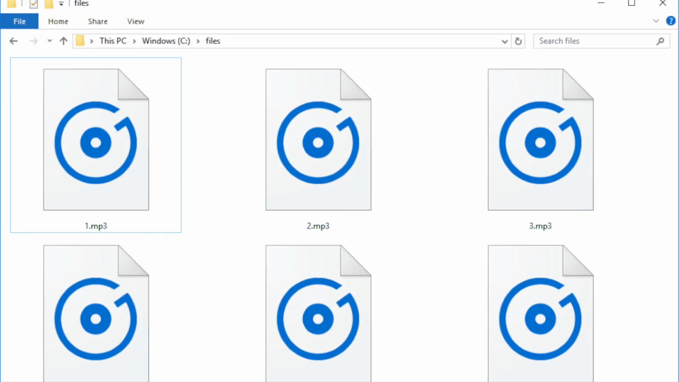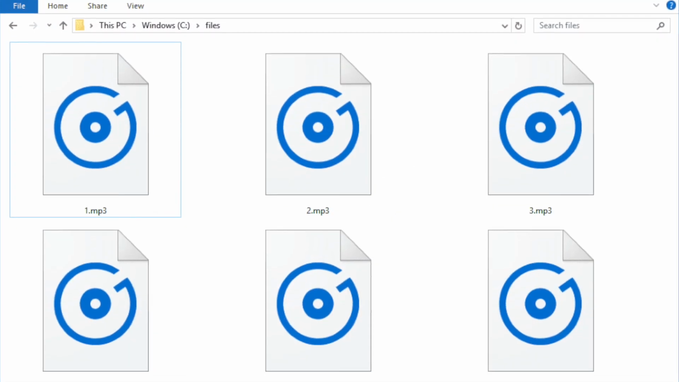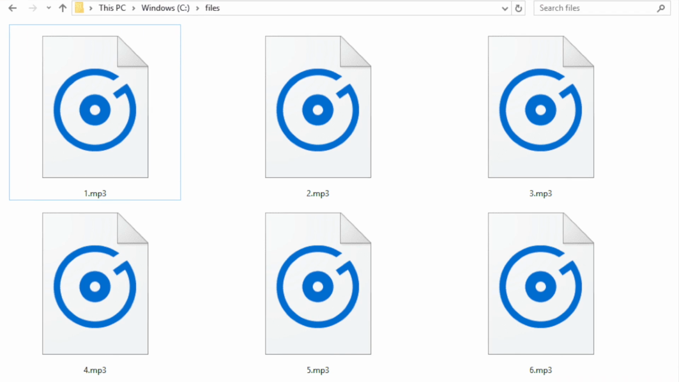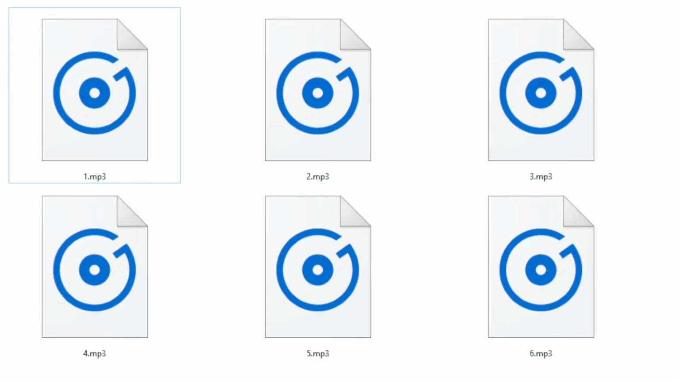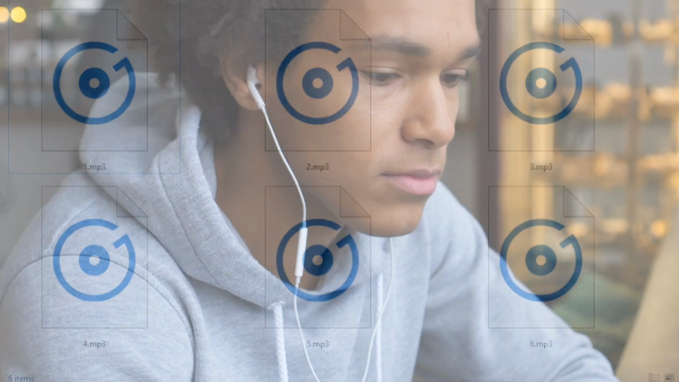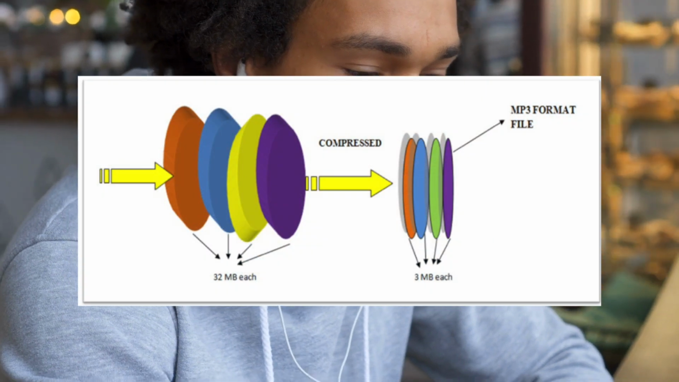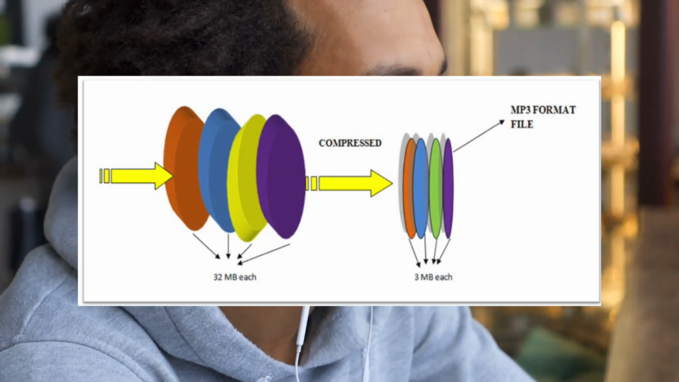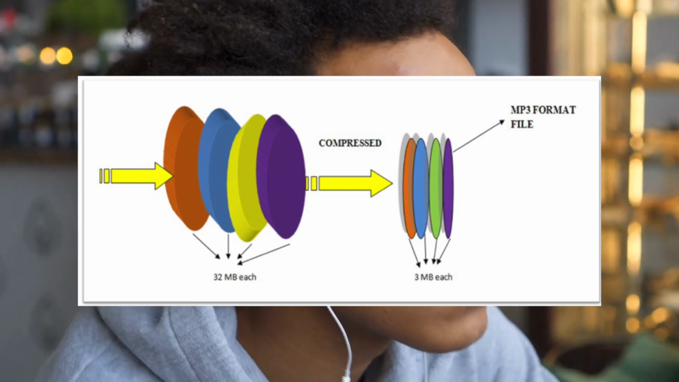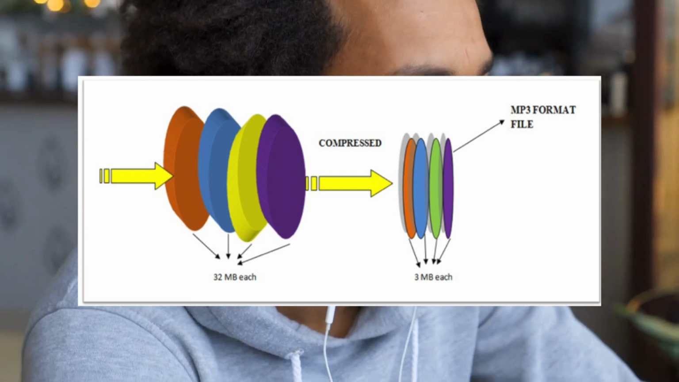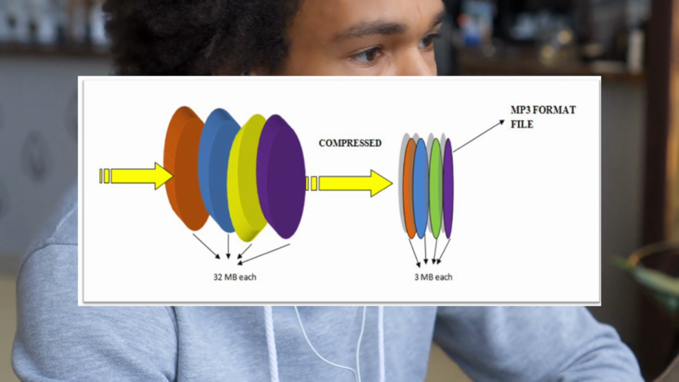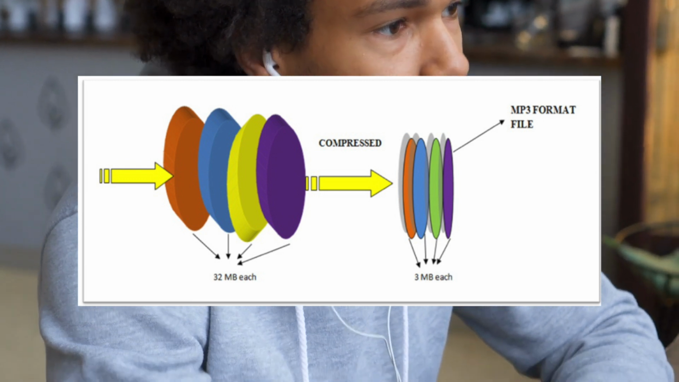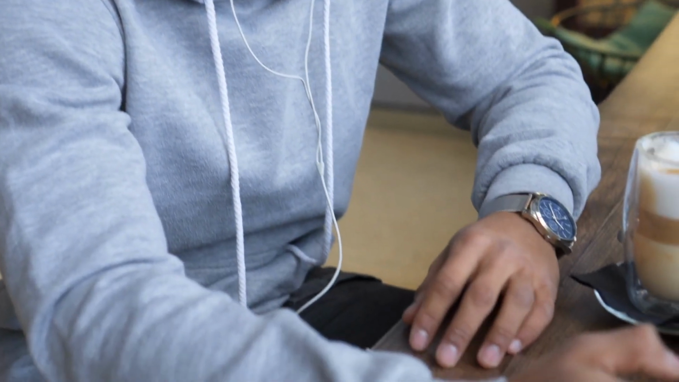It's specifically designed for compressing audio files, allowing for a significant reduction in file size while maintaining relatively high audio quality. MP3 achieves this by using a form of lossy compression, where some of the less perceivable audio data is discarded. This makes MP3 an efficient format for storing and streaming music, which is why it became the standard for digital audio over the internet.